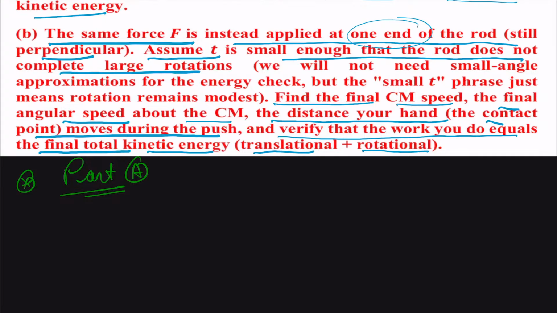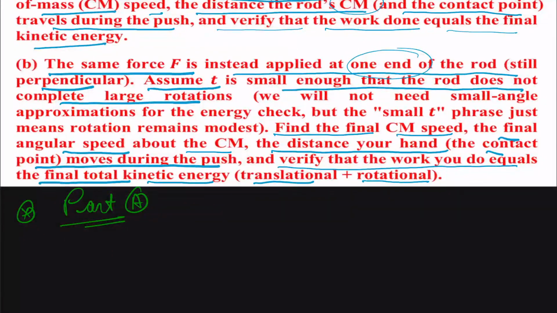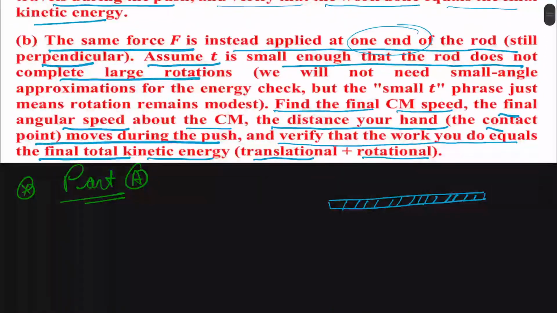For part A, the rod is pushed through the center of mass. So we have a rod, and the length is given as L and mass is m. Let us suppose this is our center of mass and the force F is being applied at this center of mass.